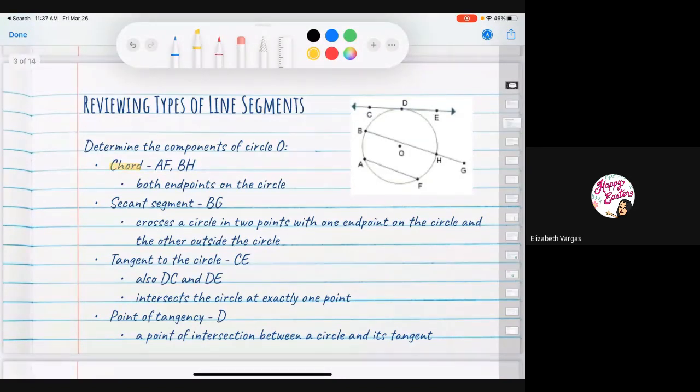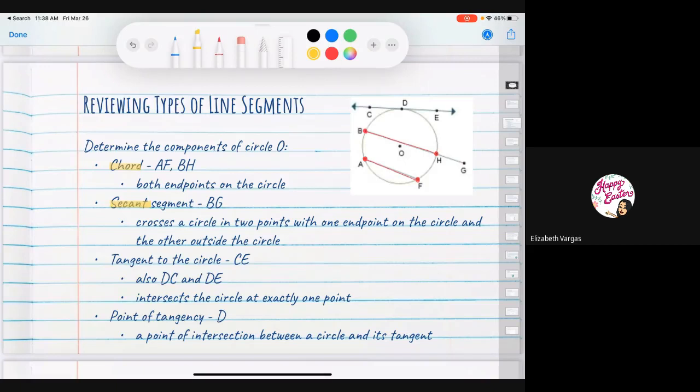Just a reminder that chords run from both ends on the circle, so both of its endpoints will be located on the circle. So in this example, we have two chords. We have A to F and B to H. So basically, a chord contains two endpoints that run on the outer part of the circle. So the endpoints extend from one side of the circle to the other side.